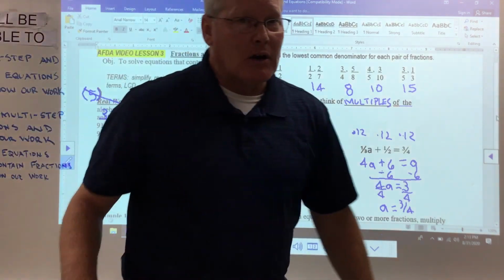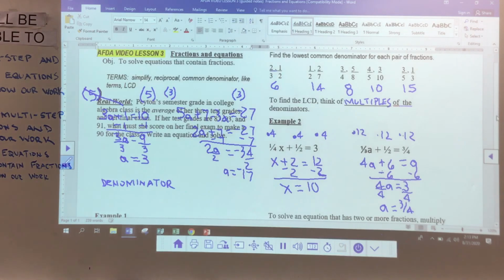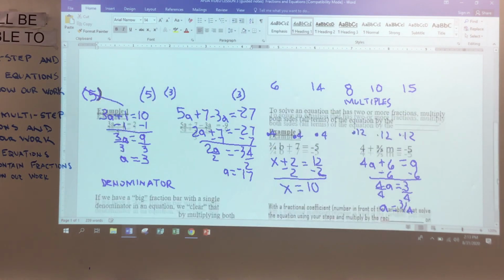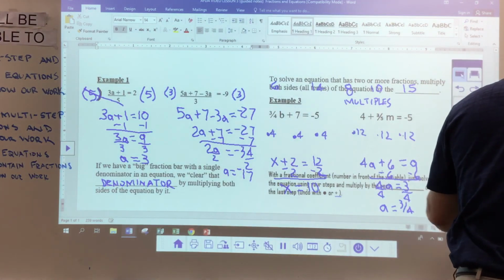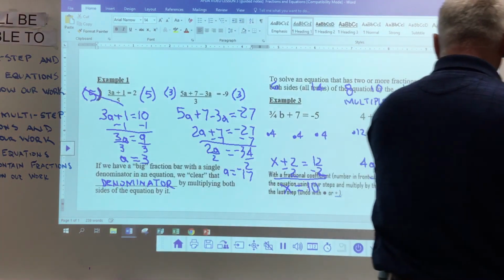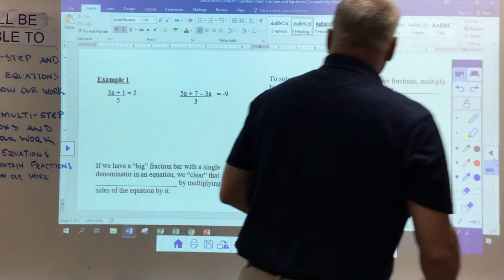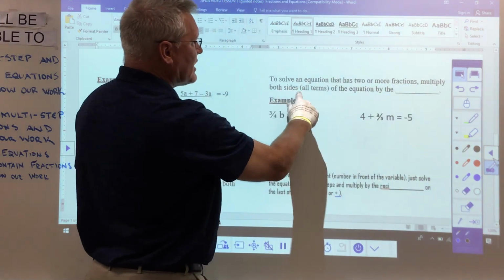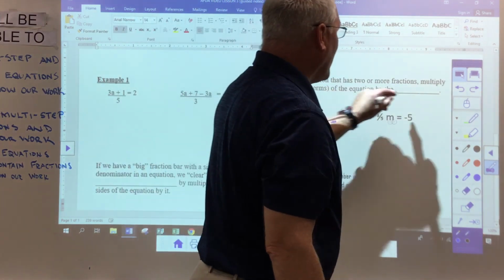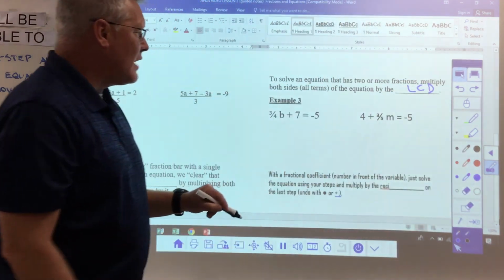Let's finish up here a little bit. We're on the home stretch. We got one thing to answer in our last example. Now, I'm going to go ahead and clear this off. Now, it says to solve an equation that has 2 or more fractions, multiply both sides, that's all terms, of the equation by the LCD. You guys know what that stands for, least common denominator.